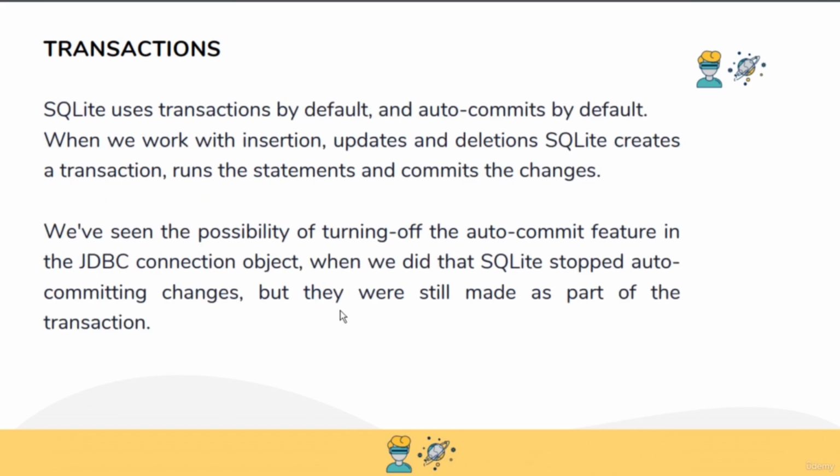SQLite uses transactions by default and auto-commits by default. We have seen this. Until now we didn't talk about writing code to save our changes. We were able to simply write the command to make the changes. It made the changes and saved the changes. When we work with insertion, update, and deletion, SQLite creates a transaction, runs the statement, and commits the changes. Simple like that. We've seen the possibility to turn off the auto-commit feature in the JDBC connection object. When we did that, SQLite stopped auto-committing changes, but they were still made as part of the transaction.